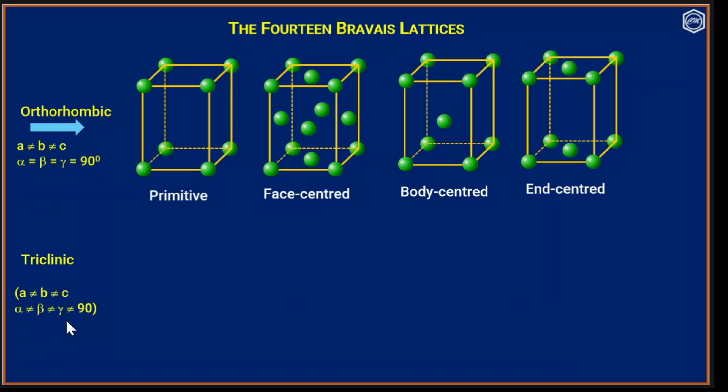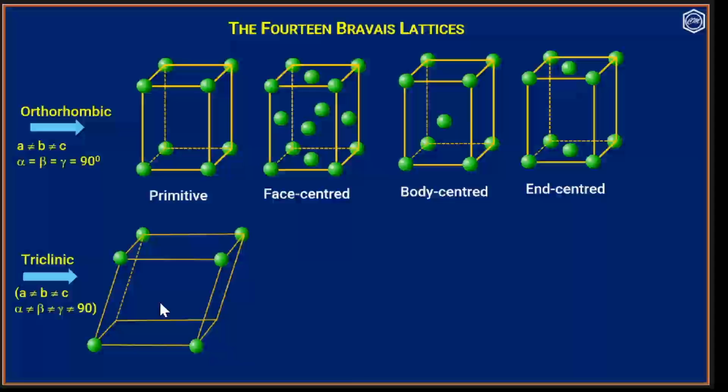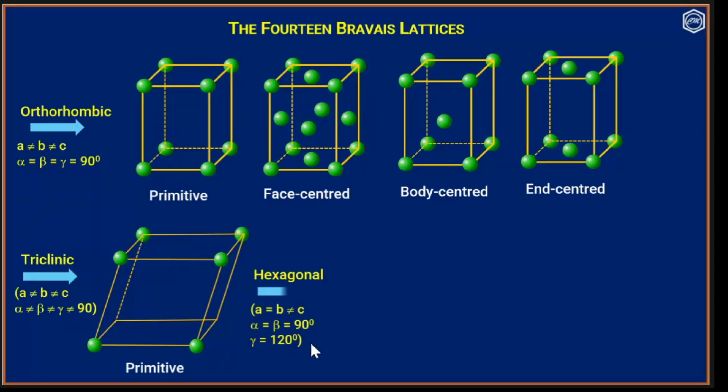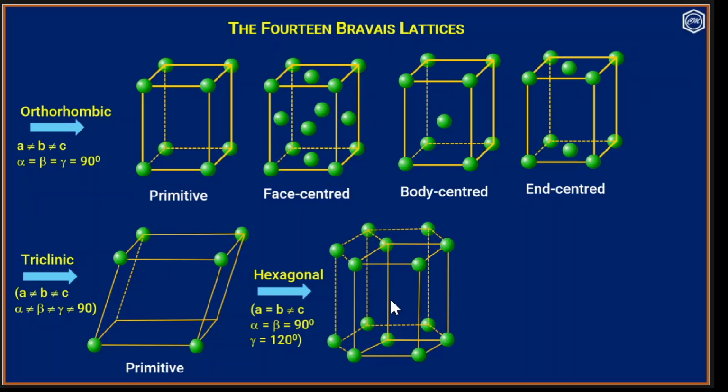Now take triclinic, where a ≠ b ≠ c, α ≠ β ≠ γ, not equal to 90 degrees. Only one unit cell is possible, that is primitive. Then hexagonal, a = b ≠ c, α = β = 90 degrees, but γ = 120 degrees. So this is the hexagonal unit cell, and only primitive is possible.